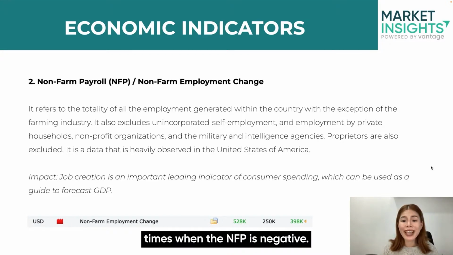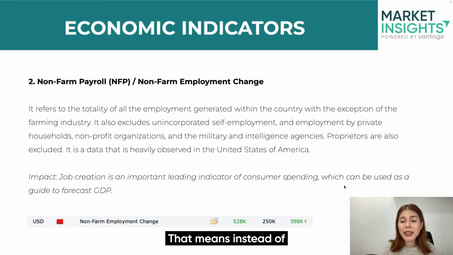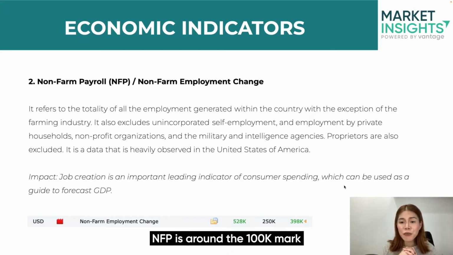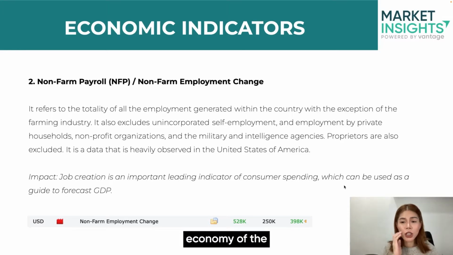There are times when the NFP is negative. That means instead of generating new jobs, they actually lost jobs. But in general, as long as the NFP is around the 100,000 mark, it shows that the economy of the US is still growing. So 528,000 is a very good number.